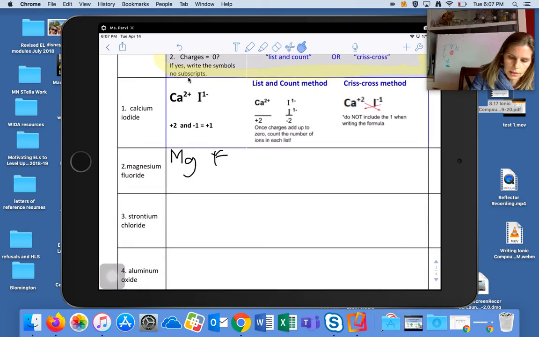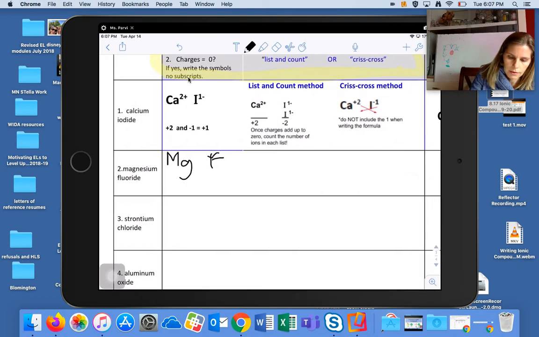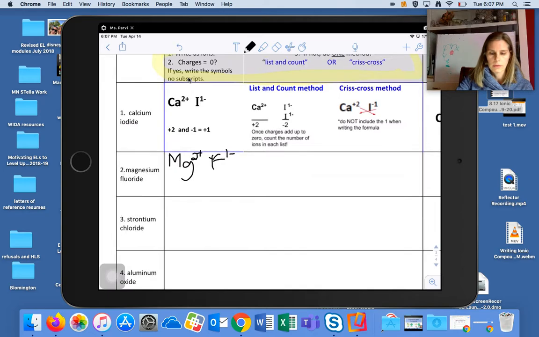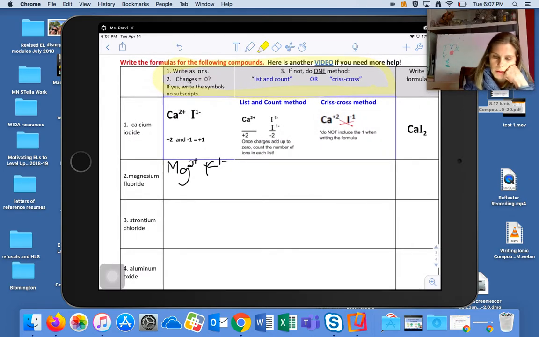Okay, magnesium, I'm going to do my 2+, and fluoride, I'm going to do my 1-. Okay, so we did step 1, we wrote them as ions. Now step 2, we need to check, do these charges add up to 0? Got a +2 on this side, a -1 on this side. No, those charges do not add up to 0. This compound is not neutral yet. We've got to fix that.